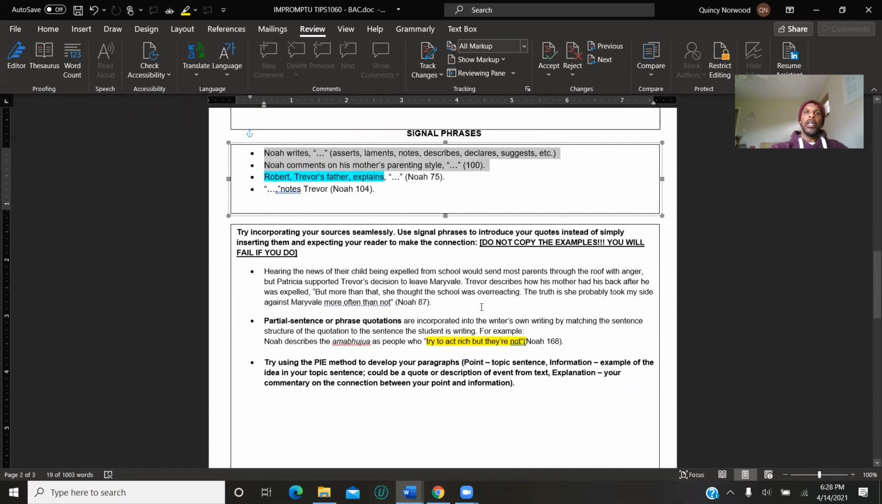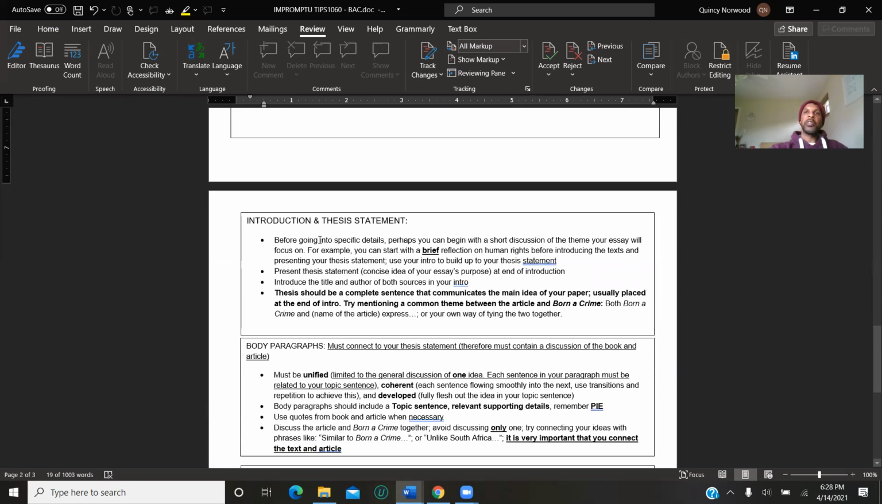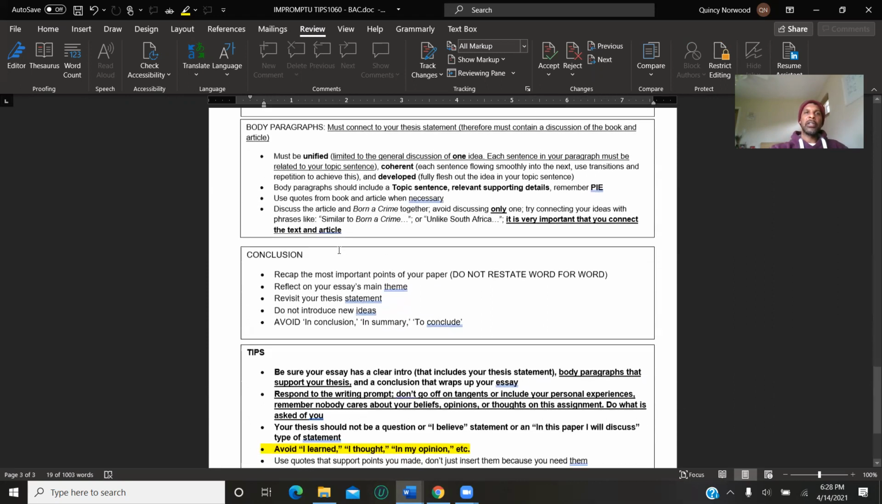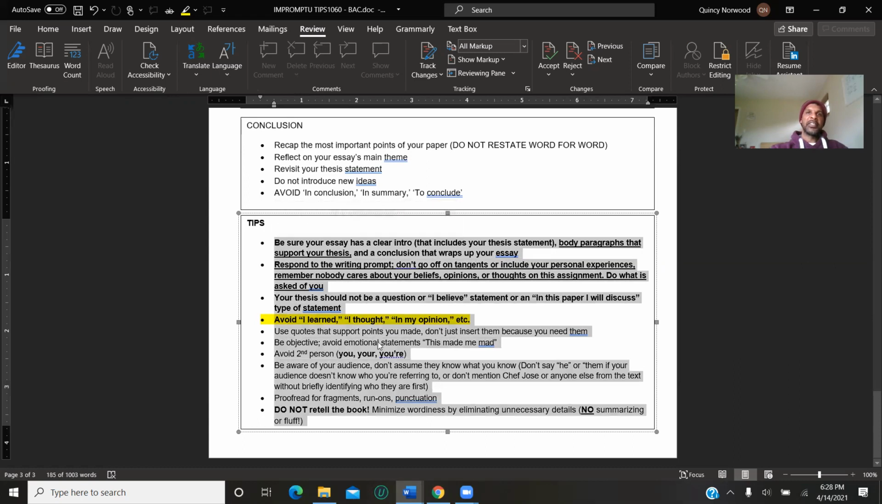Okay. And then here's what this looks like in action. Okay. And then here are more tips about intros, body paragraphs, and conclusions. And then finally, this is more of a reiteration of the other material I just went through: the do's and don'ts.